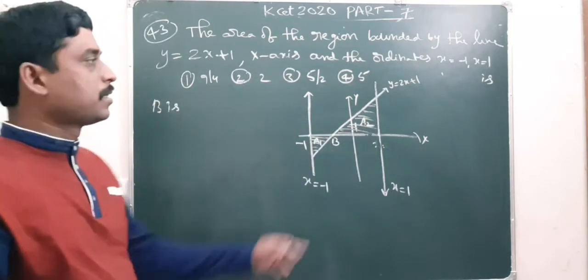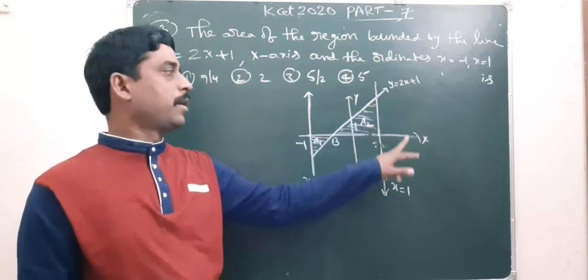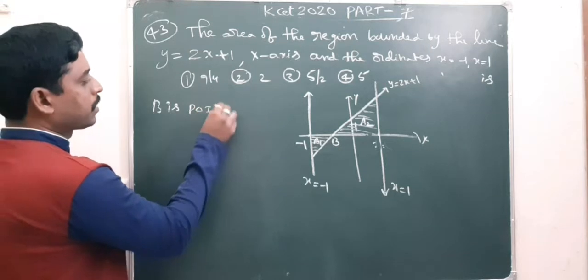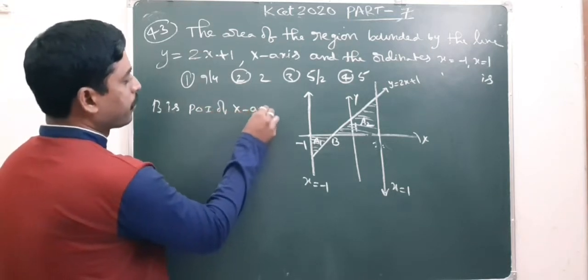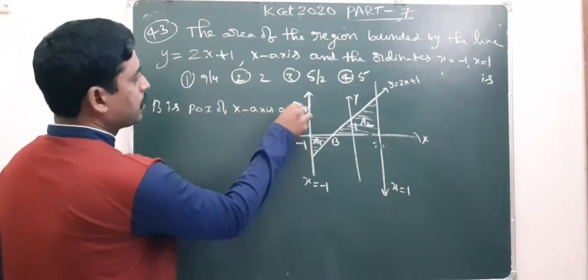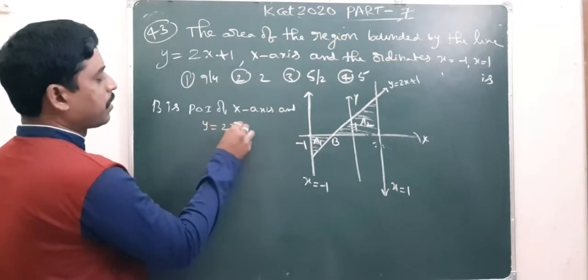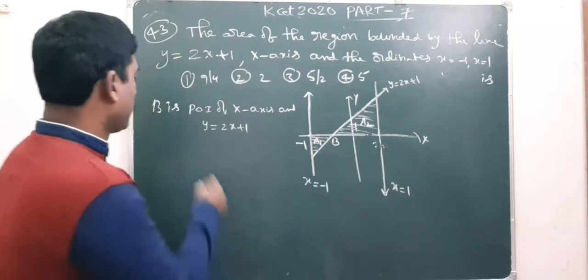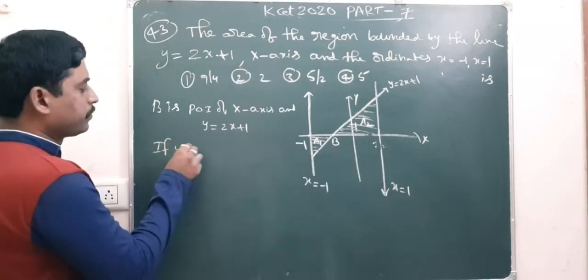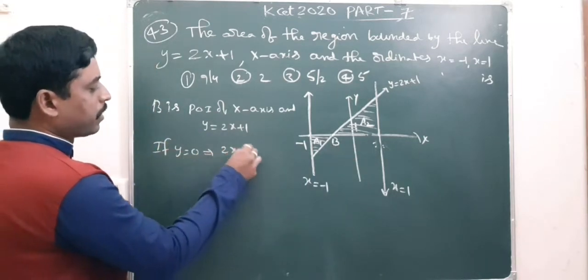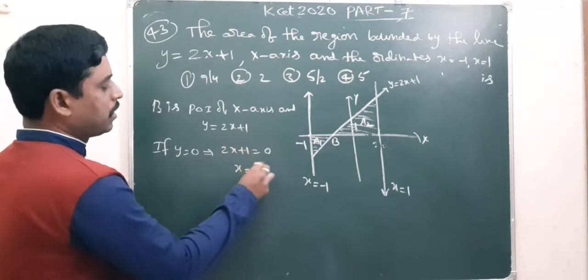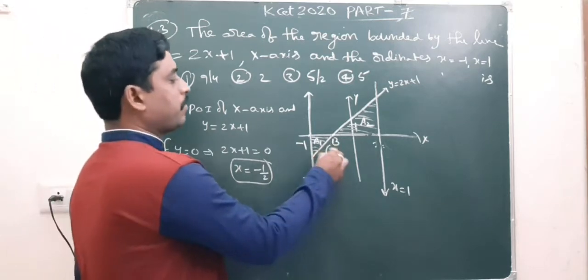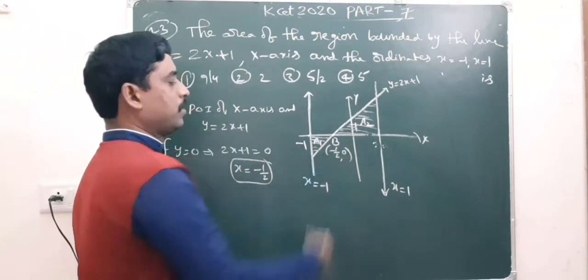So where B is the point of intersection of y is equal to 2x plus 1 and x-axis. So B is the point of intersection of x-axis and y is equal to 2x plus 1. On x-axis y coordinate 0. If y equal to 0, then find out x value. X is equal to minus 1 by 2. So x value minus 1 by 2, y value 0.